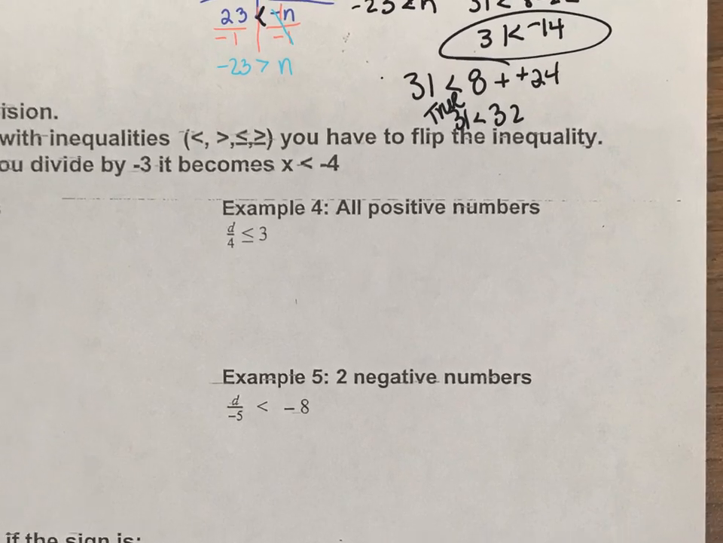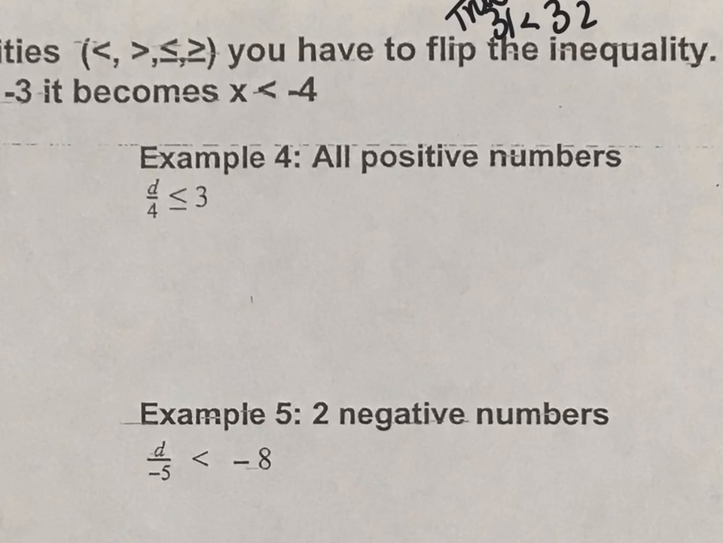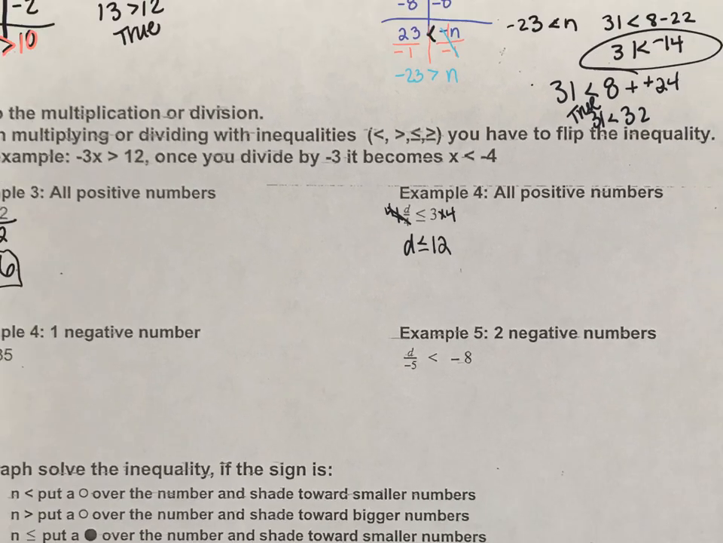So example 4. Okay, D and 4 are what? Dividing. So the opposite is to? Multiply. Okay, now y'all can be writing down again. So the opposite is to multiply. So we're going to multiply both sides by 4. So we're going to cancel this. We have D is less than or equal to 12. Okay, good.